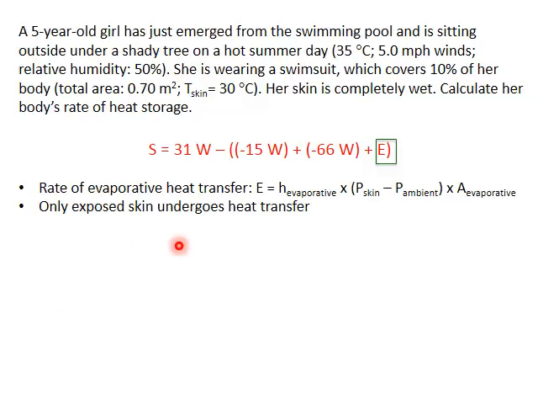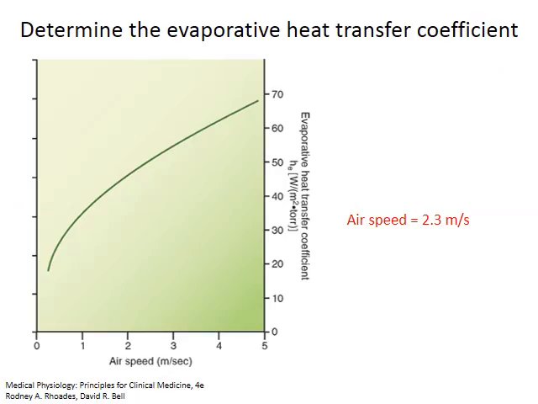The final heat transfer component that we will solve for is E, which is equal to the evaporative heat transfer coefficient times the difference between the vapor pressure of her skin and the vapor pressure of the ambient environment times the surface area of her body that is available for evaporative heat transfer. To determine the evaporative heat transfer coefficient, we will use this graph. On the x-axis is airspeed in meters per second, and on the y-axis is the evaporative heat transfer coefficient in watts per meter squared per torr.